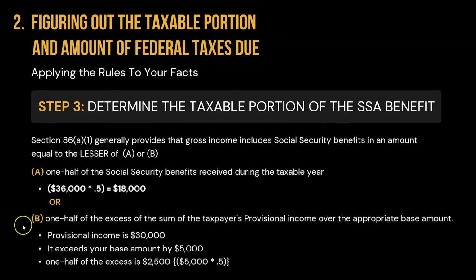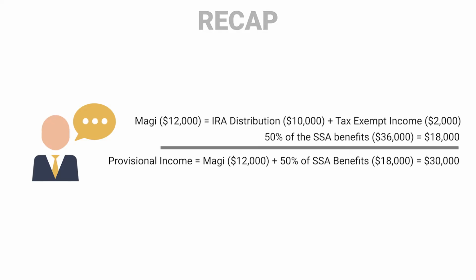So what does B say? B says that 1/2 of the excess of the taxpayer's provisional income over the appropriate base amount. So first of all, this talks about provisional income. So what is our provisional income? Remember, we calculated a provisional income of 30,000. How did we get a provisional income? And let's recall it. The 30,000 was as a result of adding your MAGI. Your MAGI was 12,000. And then we plus the 50% of your Social Security, which was 18,000. So 12,000 plus 18,000 gives you 30,000. So that's all good right now.